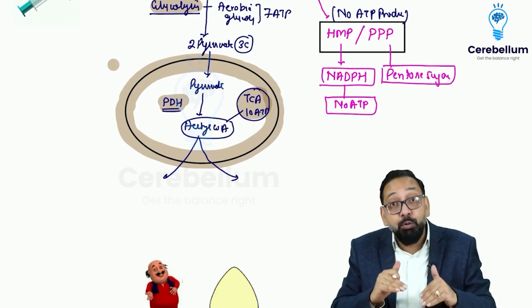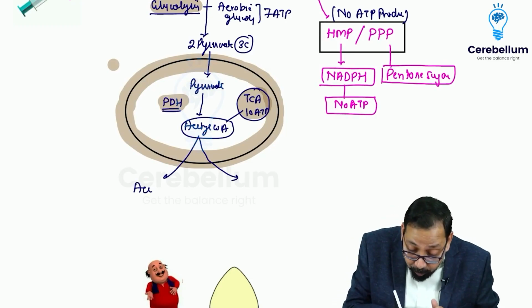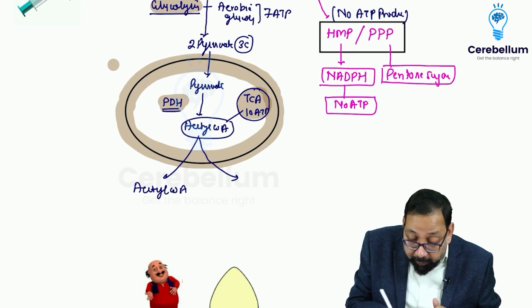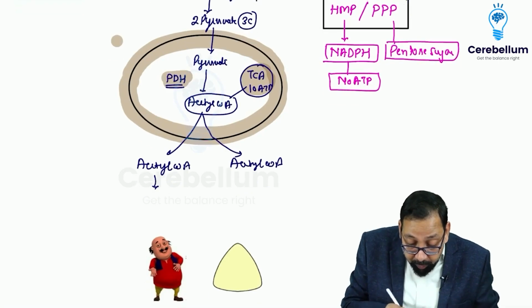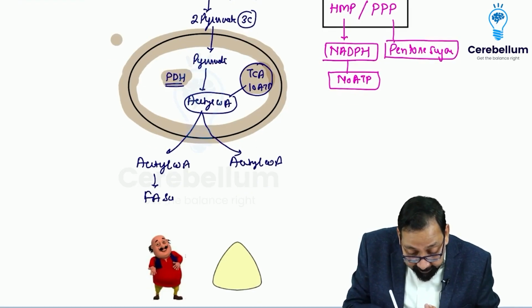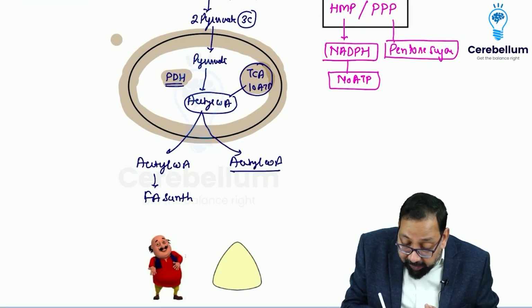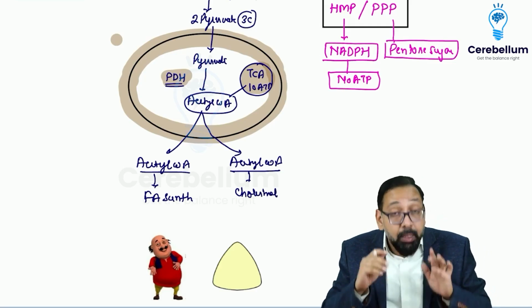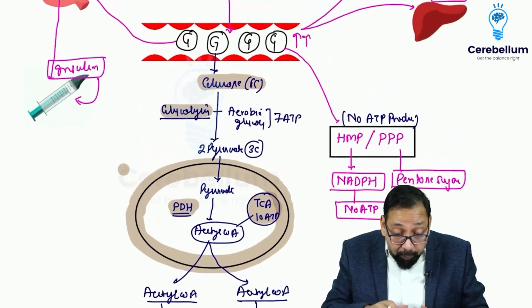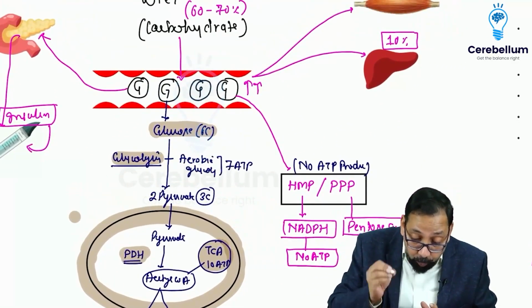Now again we came to the cytosol. This acetyl coenzyme A in cytosol will produce fatty acid, so fatty acid synthesis. Acetyl coenzyme A in cytosol will also produce cholesterol, cholesterol synthesis.